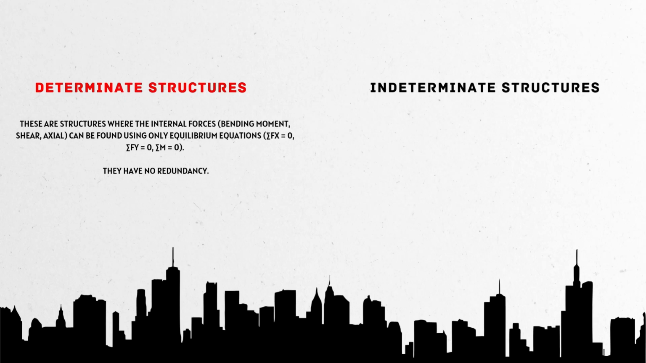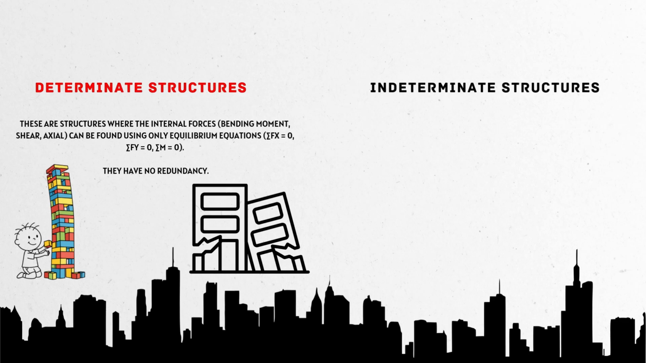And that leads to one critical truth. Determinate structures have no redundancy. If one member fails, the load has nowhere else to go. Think of it like a single pillar holding a roof. The pillar cracks, the roof comes down. No warning, no redistribution, no second chance.